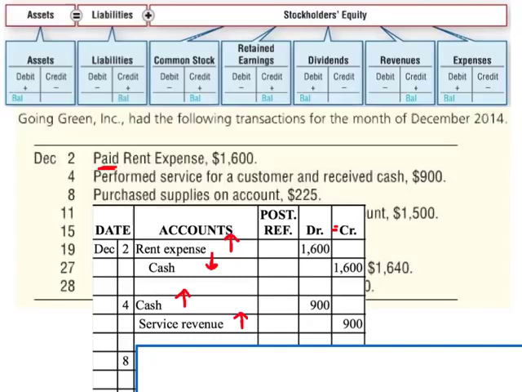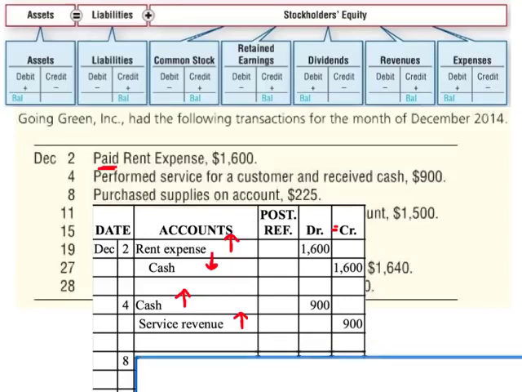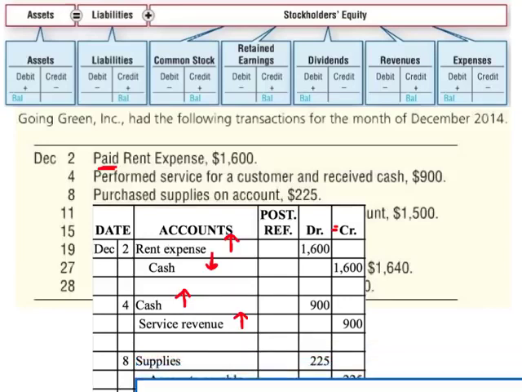my asset supplies. And I didn't pay cash this time. I bought it on account. It means I'm going to have to pay for it later. It's like using your credit card. And we call that accounts payable, which is a liability. So to increase my liabilities accounts payable, I'm going to have to credit that. And there we go. Oop, doesn't want to go away.